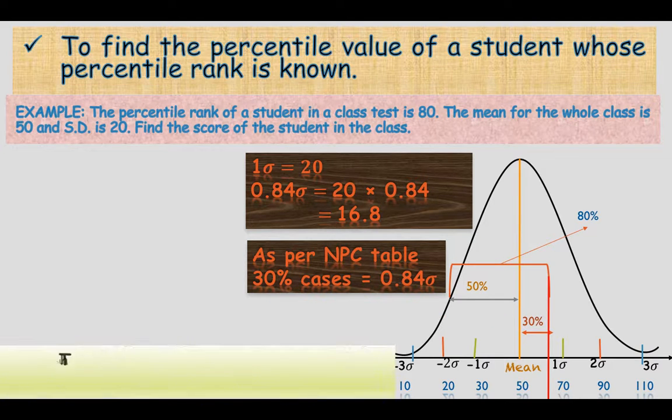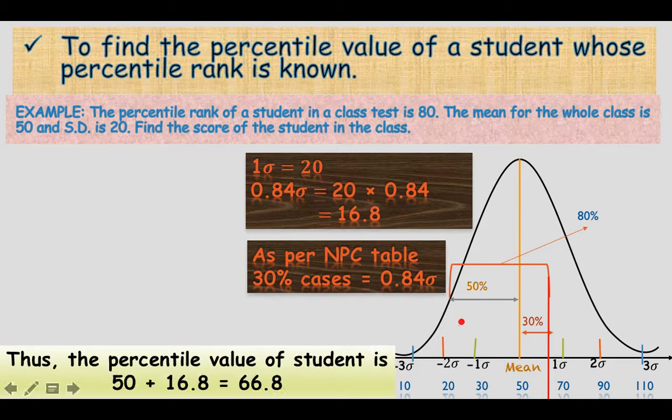Now we get that for the candidate who has the 80th percentile, the raw score will be equal to 50 plus 16.8, that will be equal to 66.8. This is the raw score of the candidate who has the percentile rank 80. This is what we calculate from the normal curve.